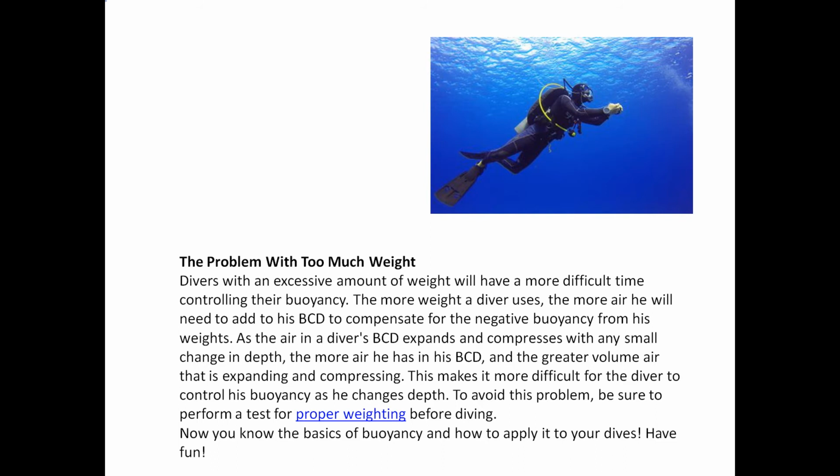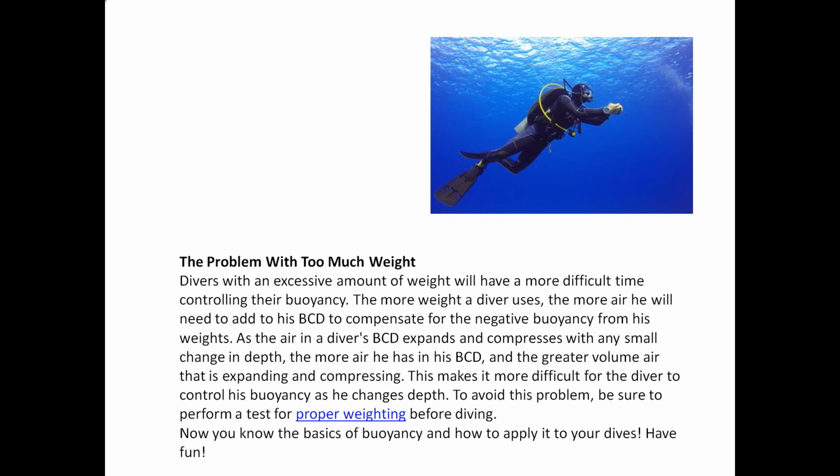The problem with too much weight. Divers with an excessive amount of weight will have a more difficult time controlling their buoyancy. The more weight a diver uses, the more air he will need to add to his BCD to compensate for the negative buoyancy from his weights. As the air in a diver's BCD expands and compresses with any small change in depth, the more air he has in his BCD, the greater the volume of air that is expanding and compressing. This makes it more difficult for the diver to control his buoyancy as he changes depth.